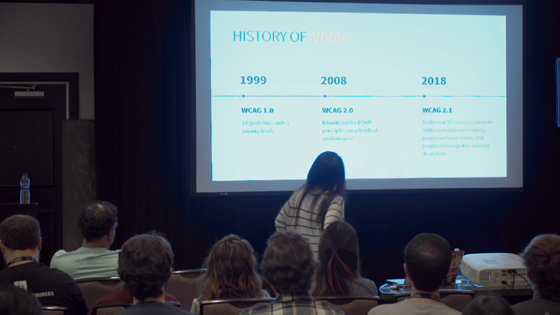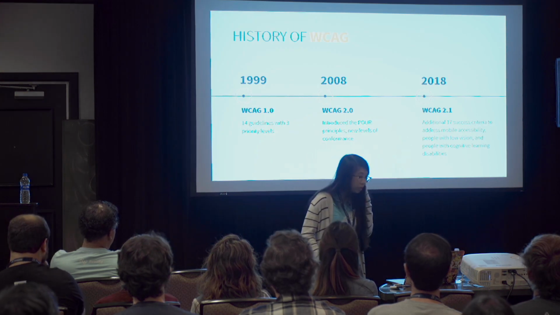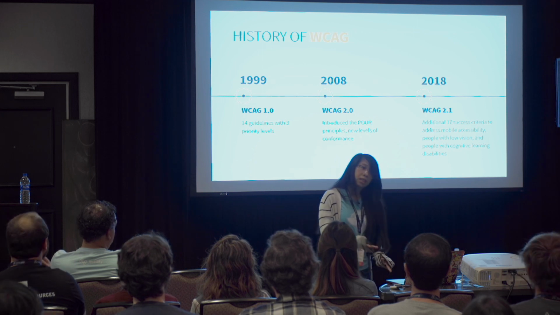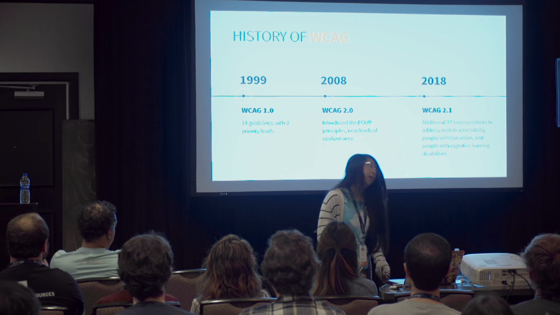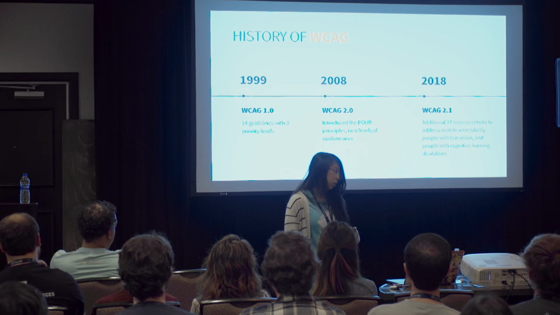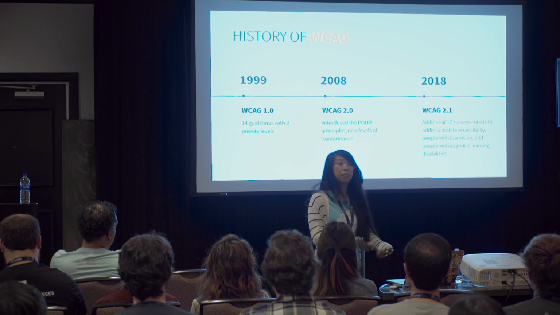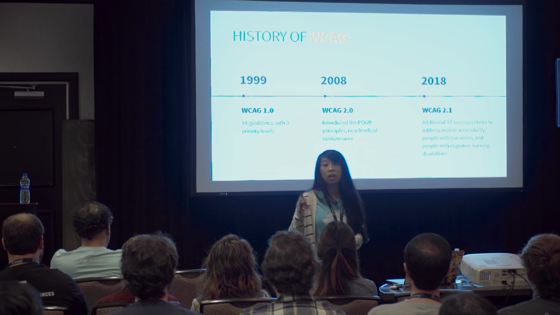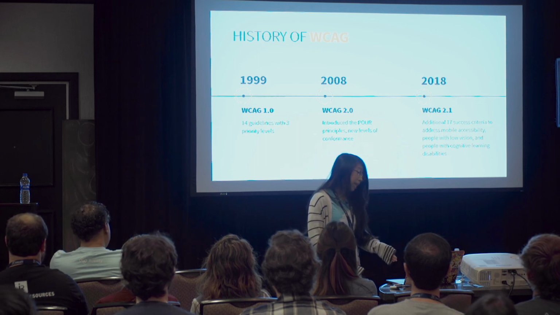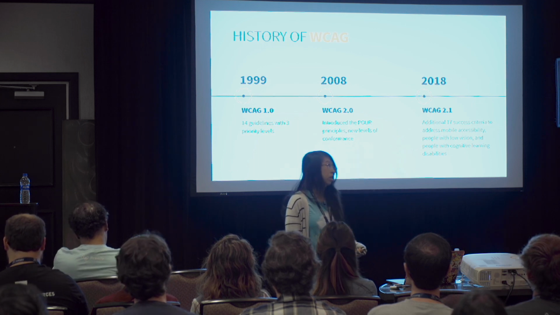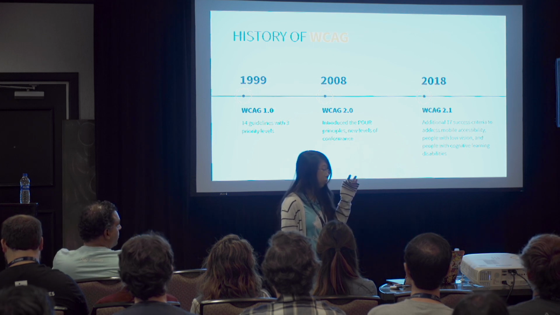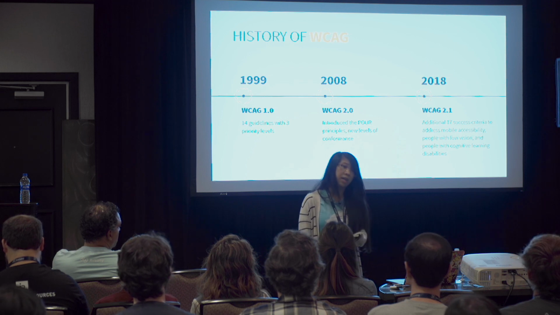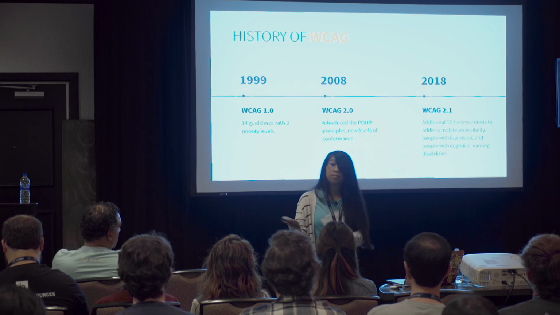So let's go over the history of WCAG. It was established in 1999 with WCAG 1.0. It wasn't until 2008 with WCAG 2.0 that it started to gain traction. They introduced what we call the POUR principles. We'll go over that later. And also levels of conformance. So you saw AA, that's a level of conformance. Last year, WCAG 2.1 was released. That includes everything with WCAG 2.0, but it also added additional guidelines to account for other things that were left out, such as mobile.